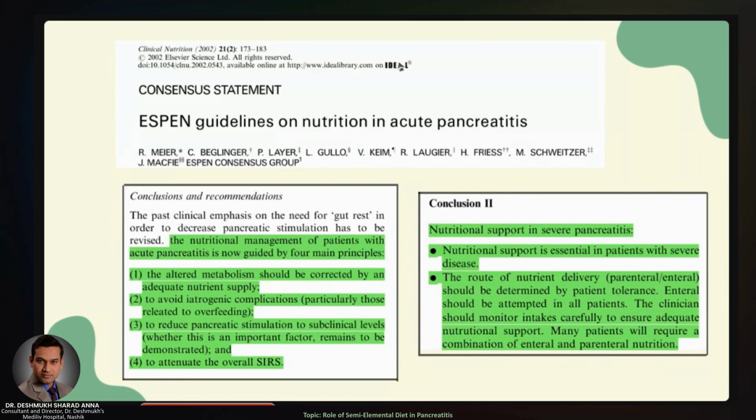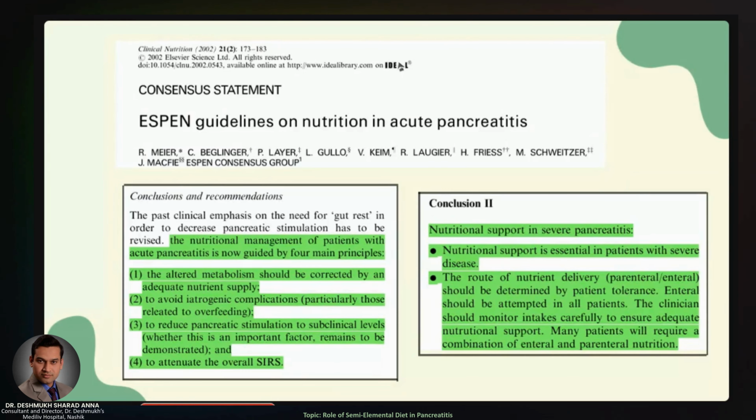As far as the ESPEN guidelines on nutrition in acute pancreatitis, the nutritional management of patients with acute pancreatitis is now guided by four main principles: the altered metabolism should be corrected by an adequate nutrient supply; to avoid iatrogenic complication related to overfeeding; to reduce pancreatic stimulation to a subclinical level, although whether this is an important factor remains to be demonstrated; and to attenuate the overall systemic inflammatory response.